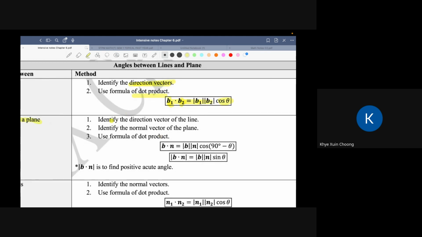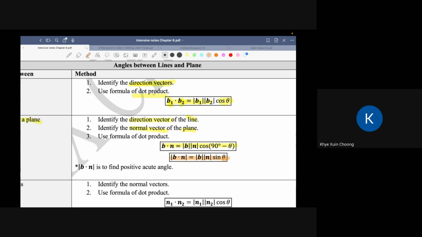You need to identify the direction vector of the line and find the normal vector of the plane. Then you use the dot product formula, but here you should use b dot n equals |b||n| cos(90 degrees minus theta). Then theta is the correct answer. Here we have a formula that we make up, which is modulus of b dot n equals |b||n| sin theta.